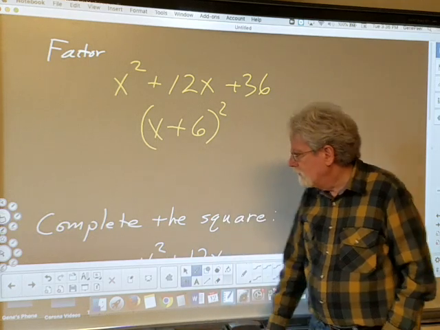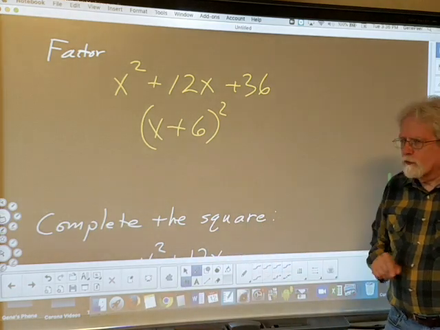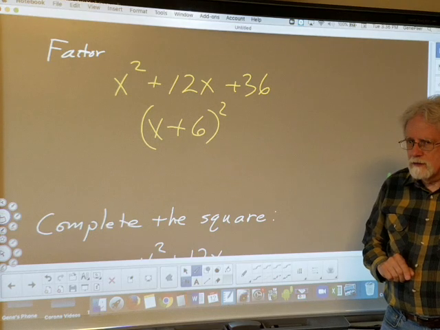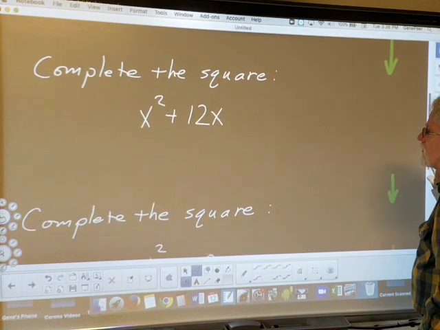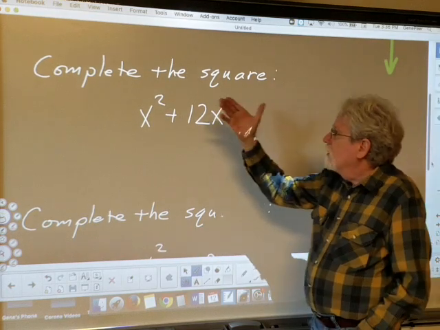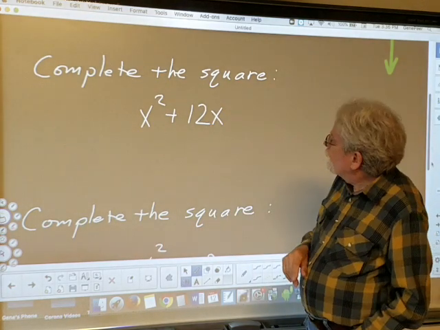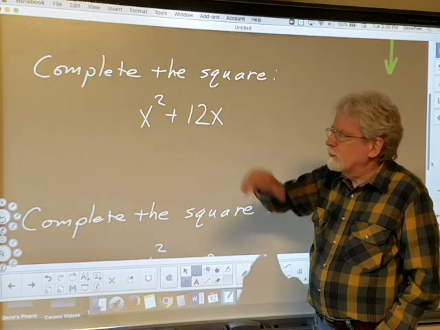That is called completing the square. So, we see a problem like this, and the instructions simply say to complete the square. Oh, that's the one we just did, isn't it? Yes, it is.